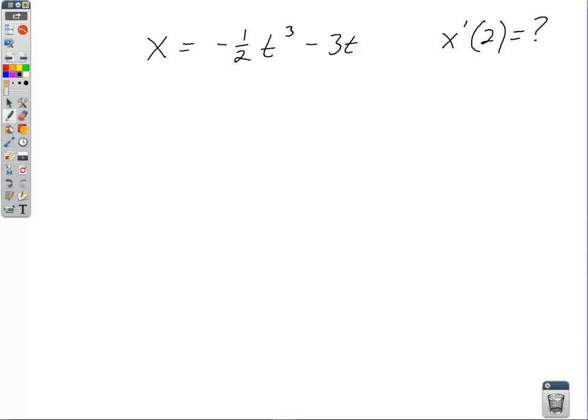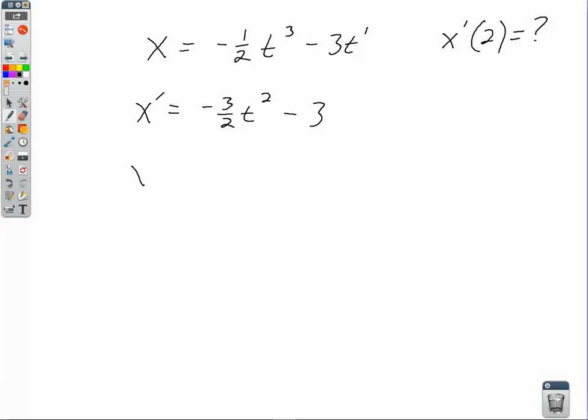So what is the slope of the tangent line? What is the numerical derivative of this function at time 2? All right, so we go x prime is equal to 3 times negative 1/2 is negative 3/2 t squared. Exponent goes down by 1 minus, that's 3t to the first. Remember, 1 times 3 is 3. T to the 0 is 1. So we just end up with 3.